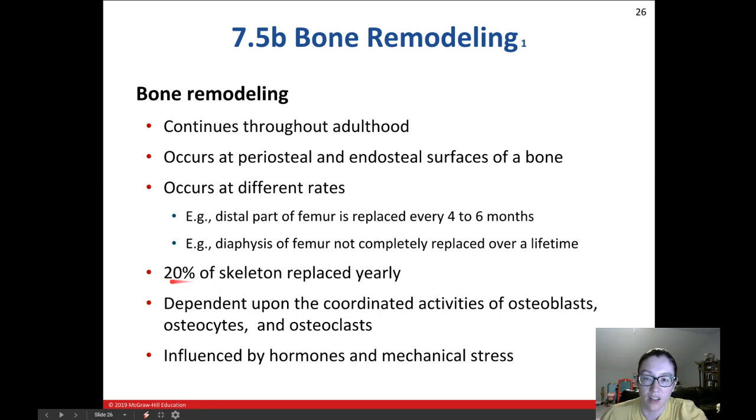And this is going to be dependent upon our osteoclasts and our osteoblasts. We want to make sure that they're staying relatively stable. We don't want to have too much bone growth and not enough resorption, or too much resorption and not enough growth. The osteocytes are important in maintaining the matrix, and they're also important in sensing how much stress is put on the bone, and therefore telling the bone if it needs to get stronger. And this is influenced both by hormones and that mechanical stress that we talked about.